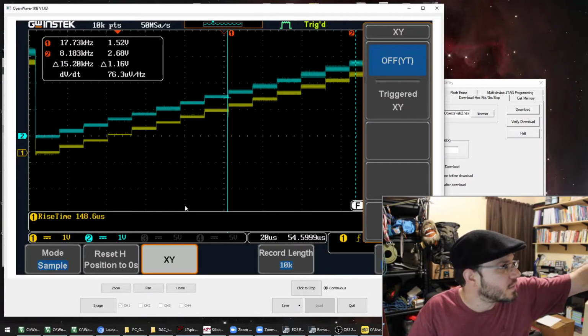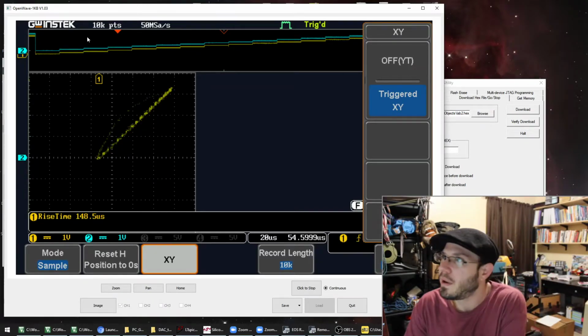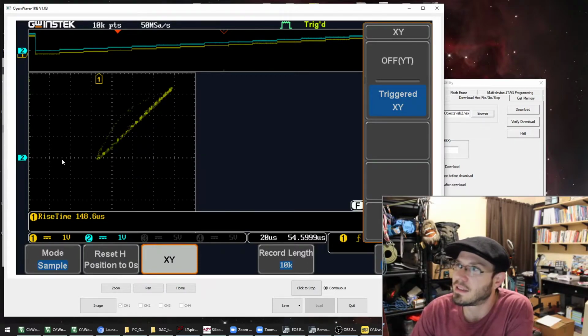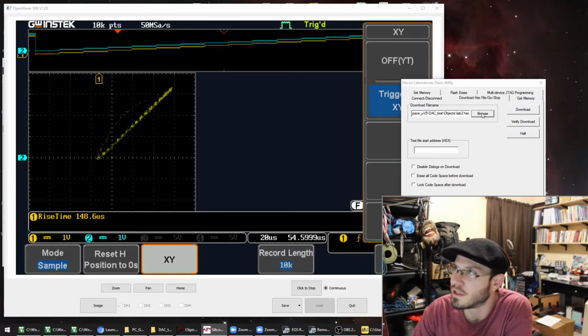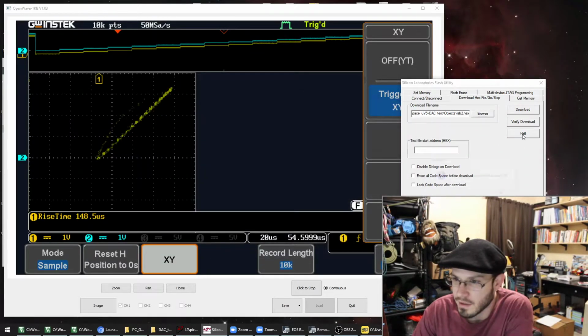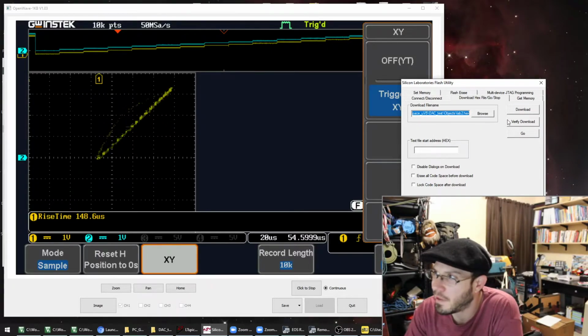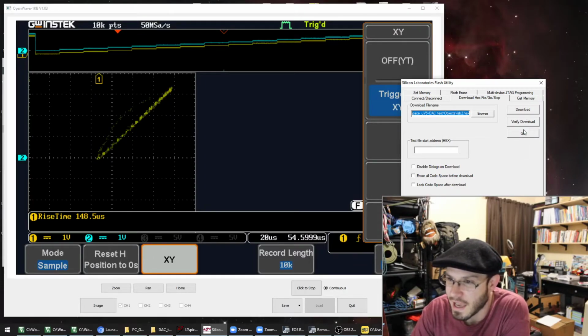So if I go overhead, switch my acquire mode to XY, we can actually display the x-axis in relationship to the y-axis and can even draw images on it. Now I'm going to have to change to a different program here. I would have configured this up as the fun mode button, but I haven't had time to finish this yet.